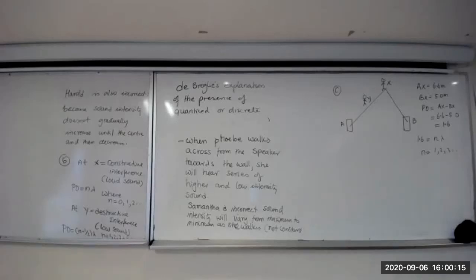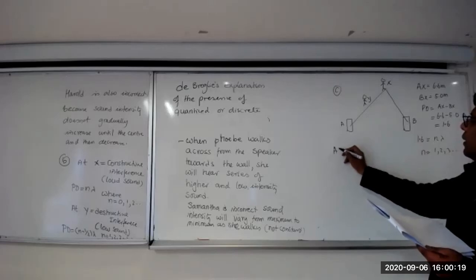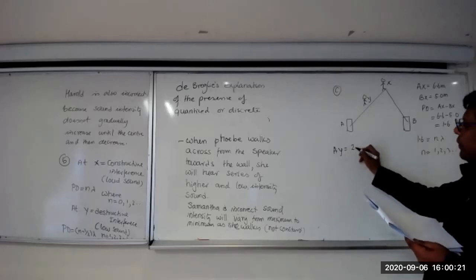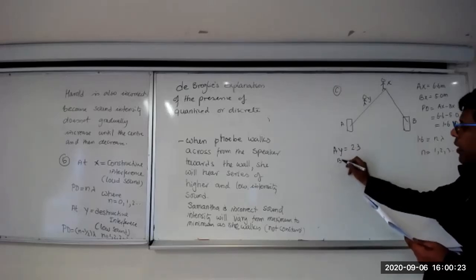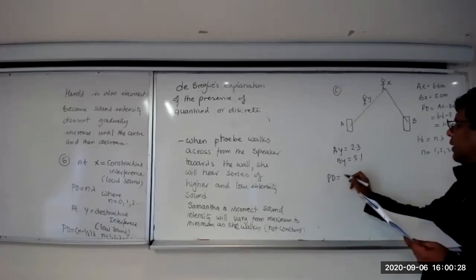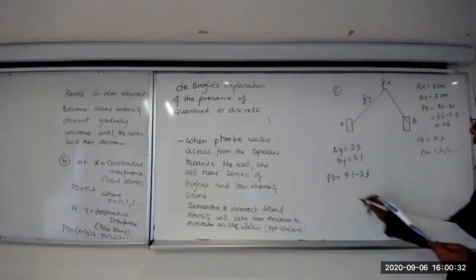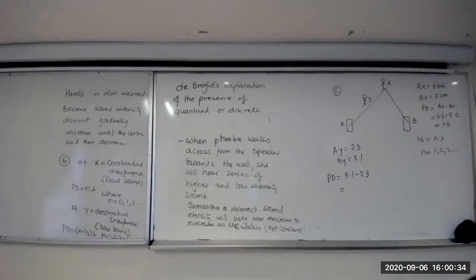The next position is AY, which is 2.3, BY is 5.1. So the path difference there, 5.1 minus 2.3. That's a bit of trial and error to work out. What's the wavelength here?